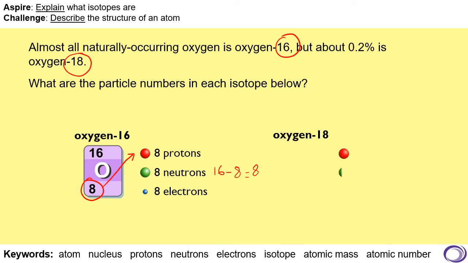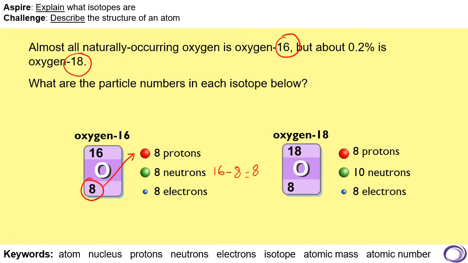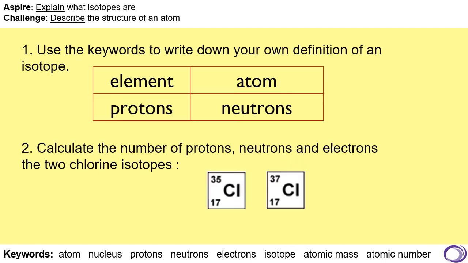So for oxygen 18, we're going to have still 8 protons because the atomic number is still 8. Okay, so that doesn't change. But this time the mass number is 18, so we can work that out. 18 take away 8 gives us these 10 neutrons here. So oxygen 18 has 2 more neutrons than oxygen 16 did, and it still has 8 electrons.